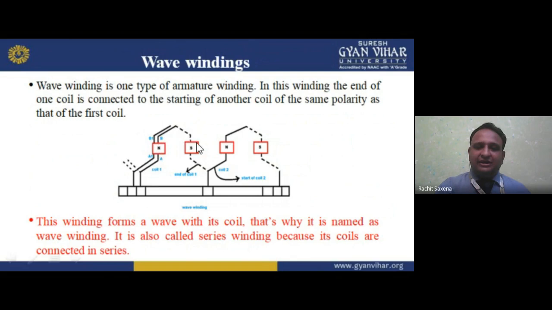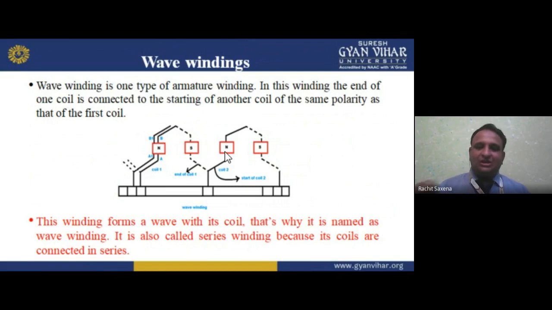This is the winding connecting here, the end of coil 1 connecting with the starting of coil 2, like this. So it's connected to the starting of another coil of the same polarity, the same polarity as that of the first coil. Same polarity means plus plus, minus minus. Now the winding forms a wave with its coils. That is why it is named wave winding. It is making a wave like this. It is also called series winding because its coils are connected in series.